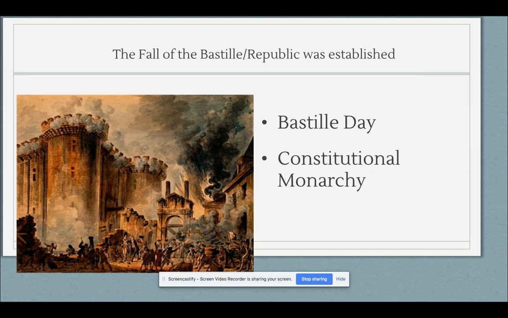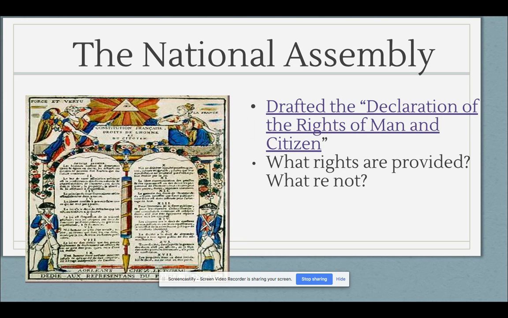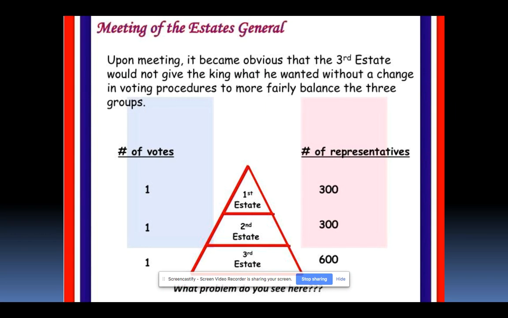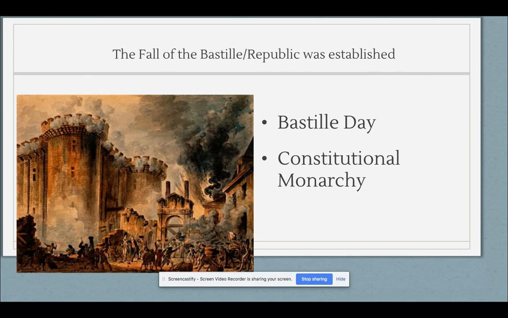Well, as a result of this, nothing is getting done. I mean, the king refuses to acknowledge the National Assembly, right? He refuses to acknowledge the Declaration of Rights of Man. He refuses to acknowledge the changes that the third estate wants in the Estates General. So as a result of this, what we end up getting is what we call in France Bastille Day, right? This happens in early July, where they would ignite the start of the French Revolution.